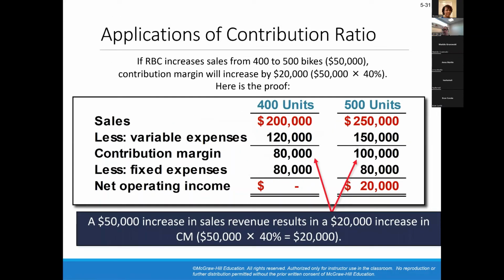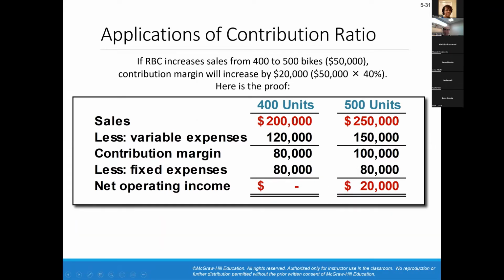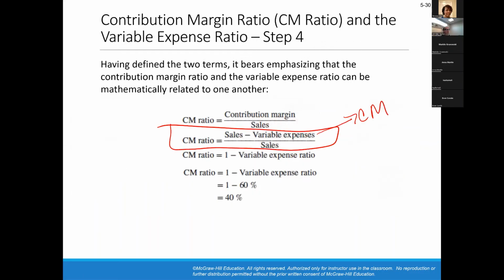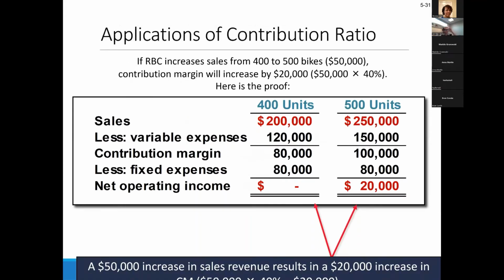Or you could do vice versa. If you have your contribution margin ratio of 40%, you can do 1 minus 40% to come up with 60%, which is your variable expense ratio. You don't have to do the calculation out.